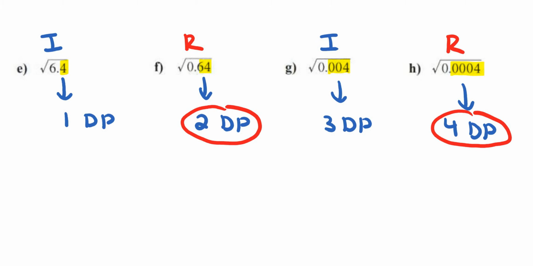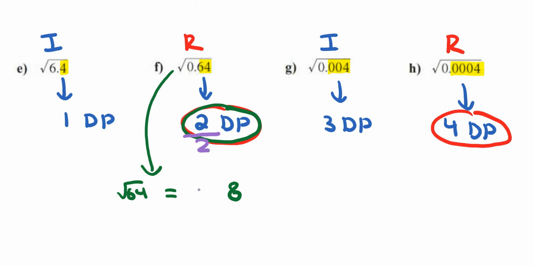Okay, and if you want to figure out how to calculate letter F, I would start to think about the square root of 64. So the square root of 64 is 8, right? And then since you have 2 decimal places, what you want to do is divide the decimal places in half. So 2 divided by 2 is 1. So you're going to have 1 decimal place in your answer. So this will be 0.8. So this is 1 decimal place. All right, so there's your answer, 0.8.